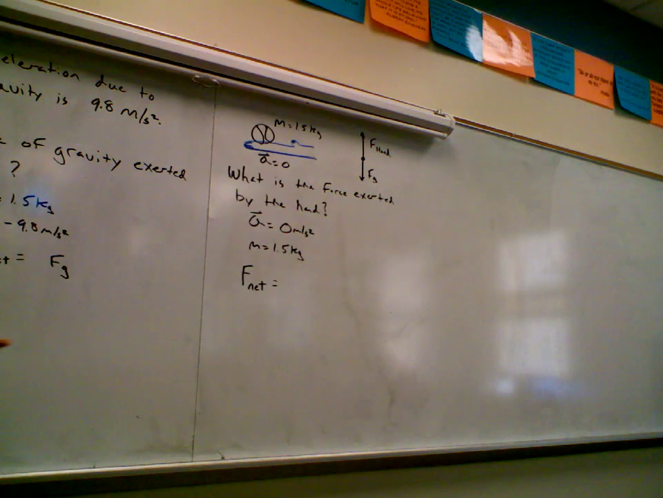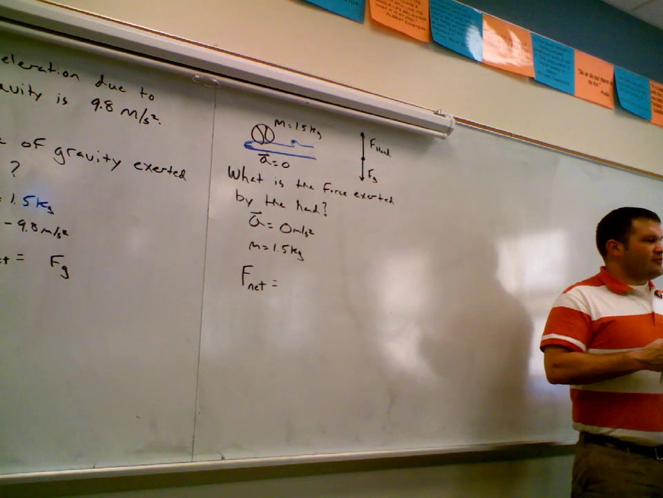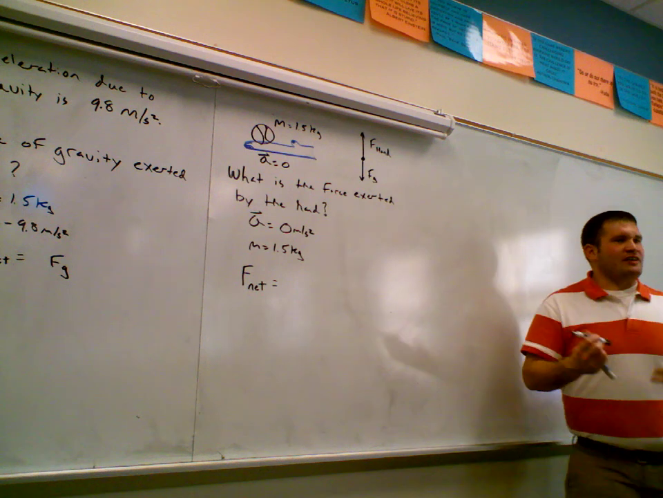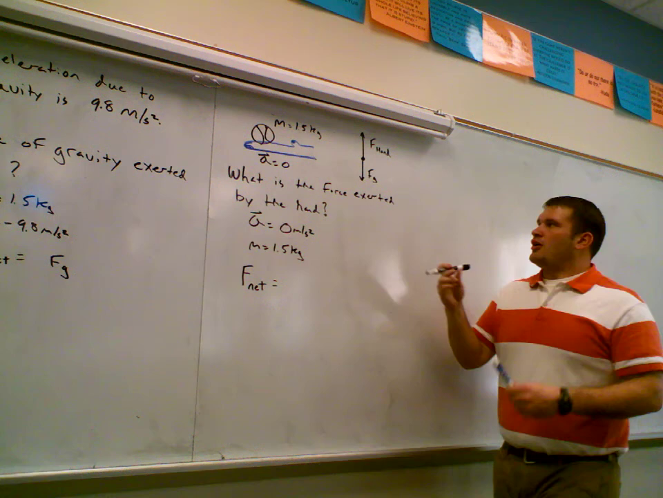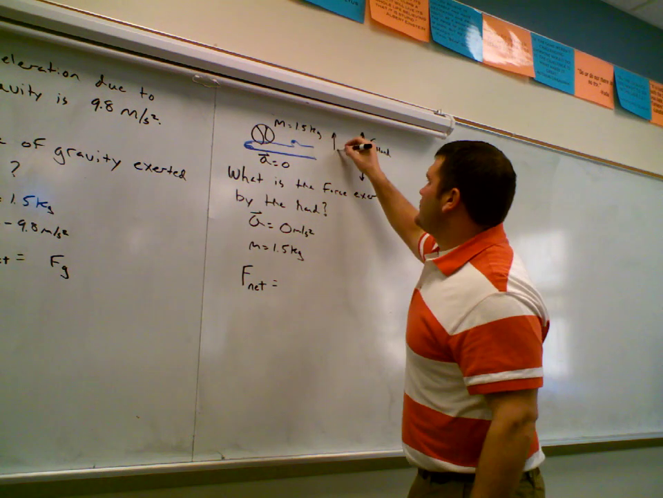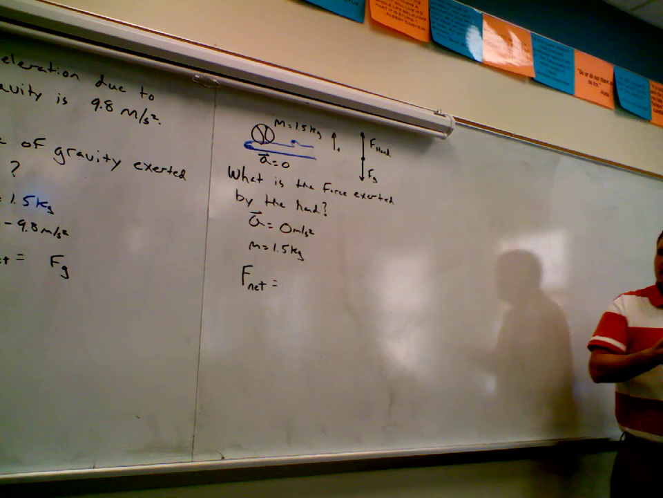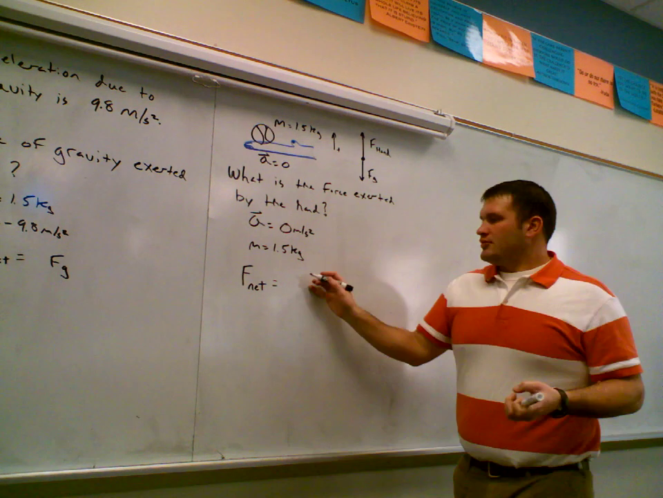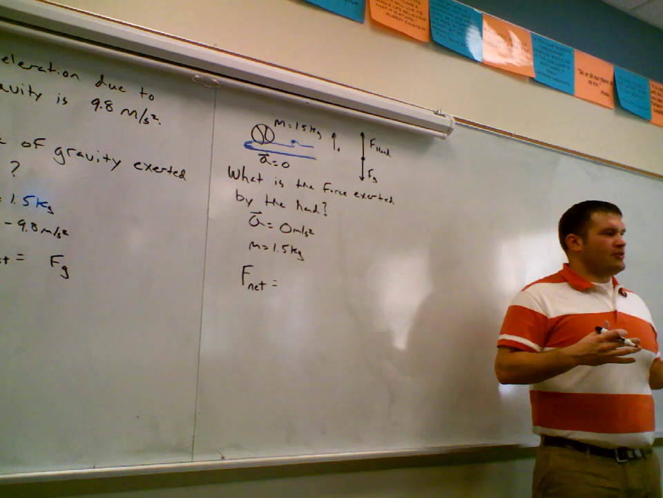Alright? But F net is not just a number. F net is not the same thing you plug in every time. F net depends on our situation. It's the hand, right? It's not just the hand. It's gravity. Isn't it? Everything acting on it. Right? Now, which way do you guys want to call positive here? Up? Okay, we can say up is positive. Okay? So that means the net force acting on the hand, or acting on the baseball, is what? It equals 0, right? But what does it equal in terms of the forces?